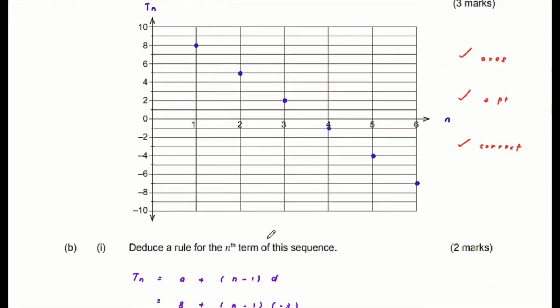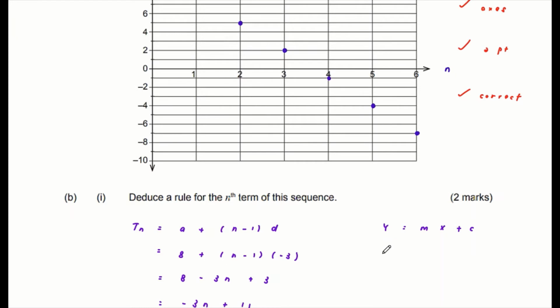The second way is that this is like a linear model, so you can use linear modelling. We know that y equals mx plus c. In this case, our y variable is the nth term, which means that y is going to be Tn. The m is the gradient, right? The gradient tells us that when x increases by 1 unit, how many units of change happen in y.